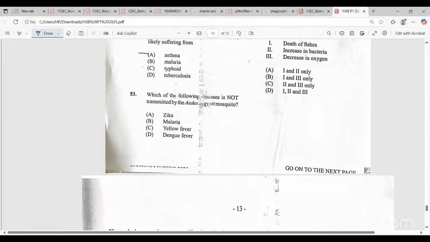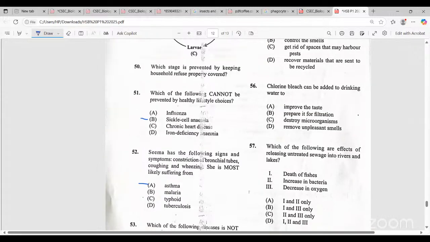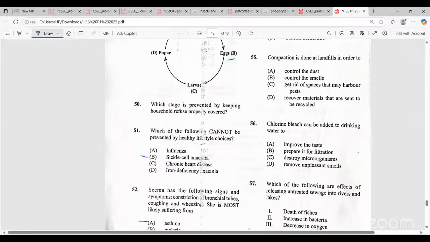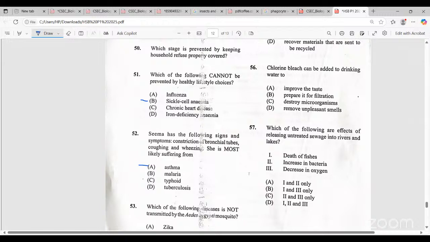Which of the following diseases is not transmitted by Aedes aegypti? That is malaria, that is Anopheles. So malaria is spread by the Anopheles mosquito. So that one would be B. 54, which of the following gases contributes most to the greenhouse effect? Of course, that is A. Compaction is done at landfill in order to tighten things, to get rid of the space. C. Chlorine bleach can be added to drinking water too. And we know that is to destroy microorganisms, right?